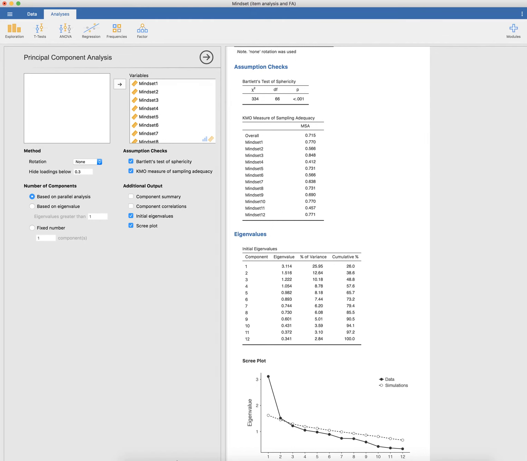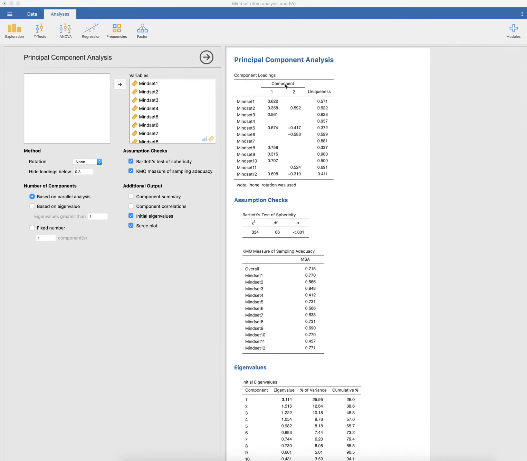We should also look at our component loadings, and we can see that some of our items are loading across more than one factor, and some of our questions are not actually loading at all. Some of our questions are loading negatively onto one factor, but positively under another factor. So you'd want to consider what these will actually tell us.